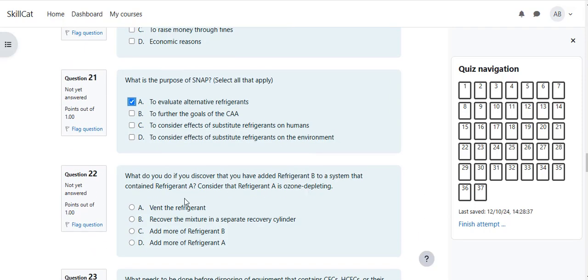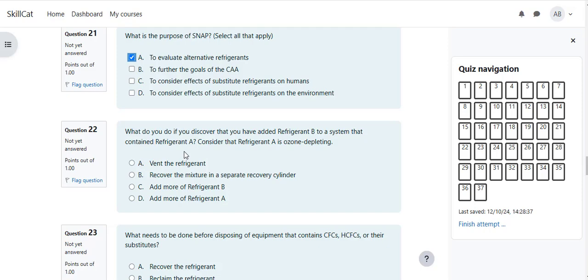No. What do you do if you discover that you have added refrigerant B to a system that contained refrigerant A? Consider that refrigerant A is ozone depleting. Vent? No. Recover the mixture into a separate recovery cylinder? Yeah.